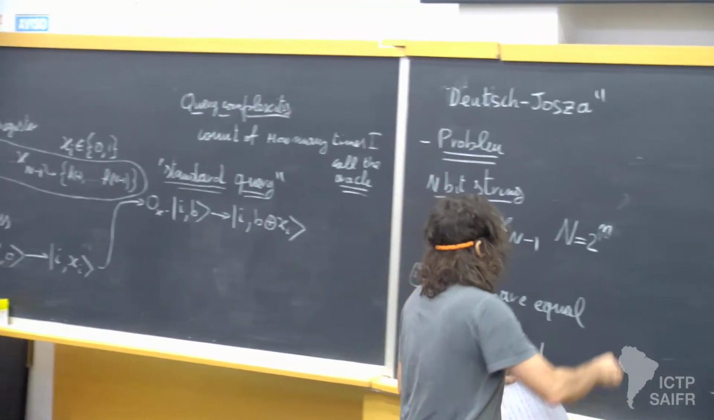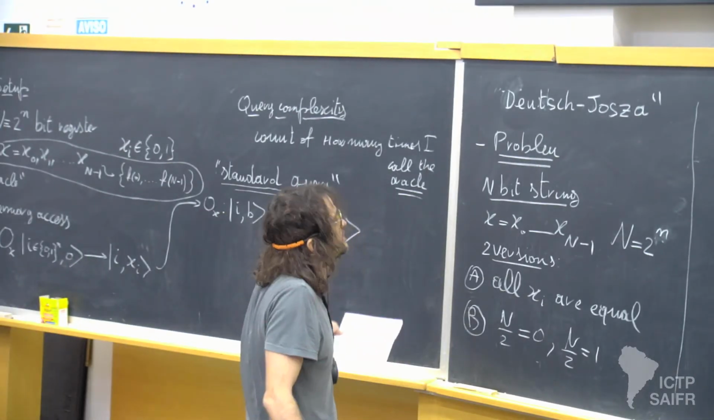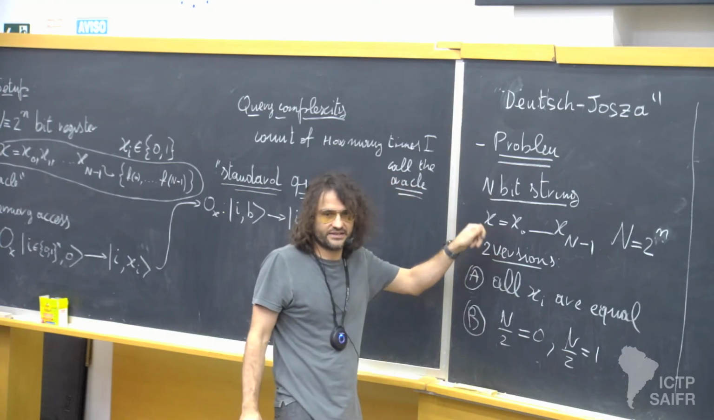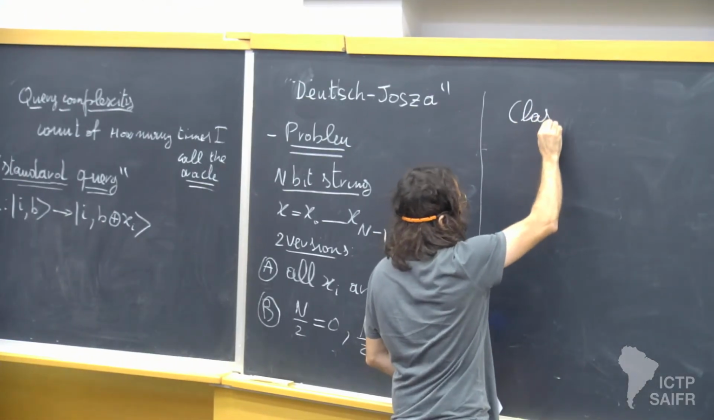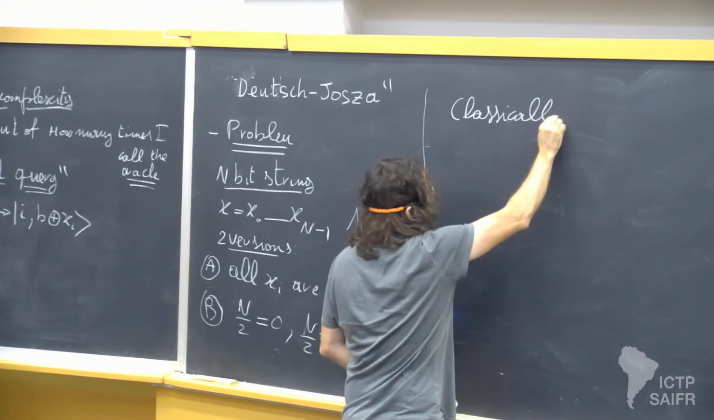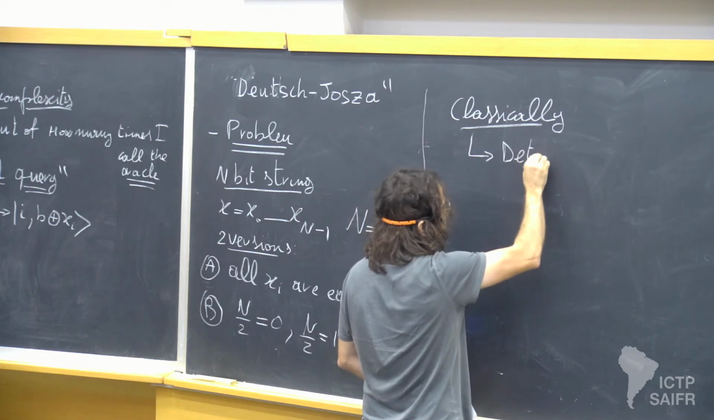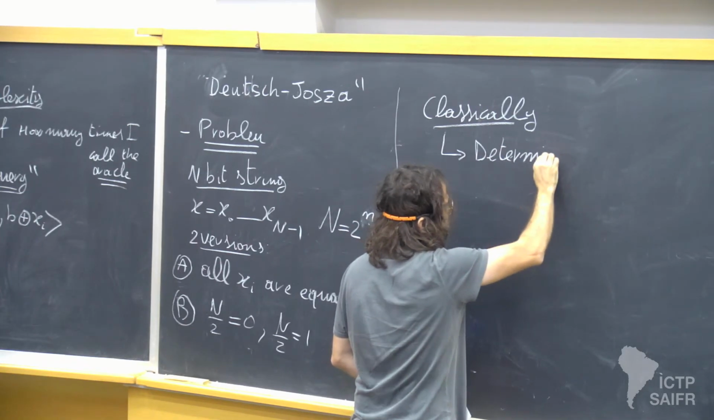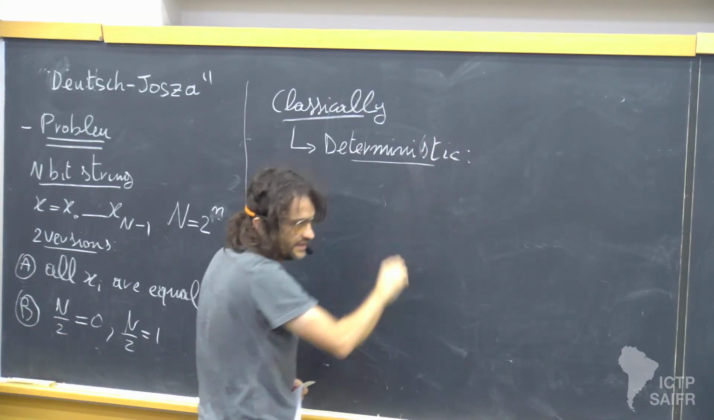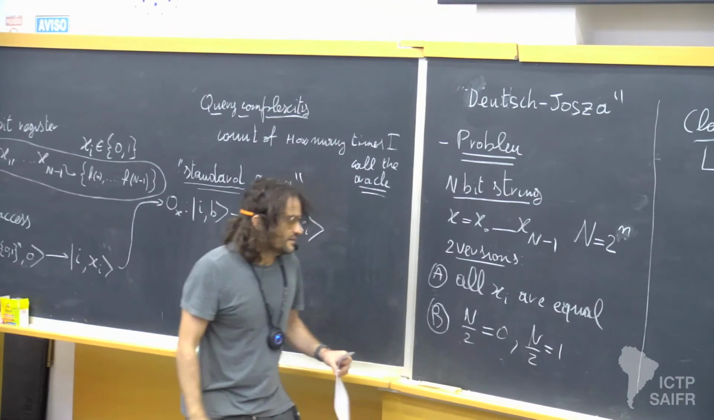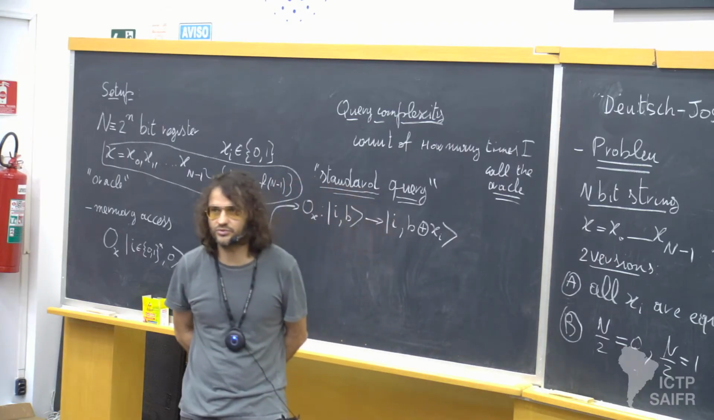Now, let's start classically. Suppose classically, what can we do? We can just start to call and check x0. And suppose that we want to be deterministic, so we don't admit the possibility of a mistake. Suppose that your life depends on this answer and you absolutely don't admit any possibility to make a mistake. How many queries do you have to do in the worst case in order to be sure that you give the proper answer?